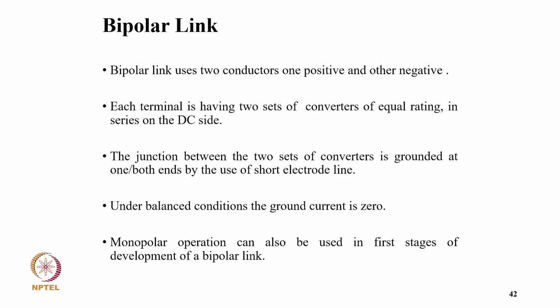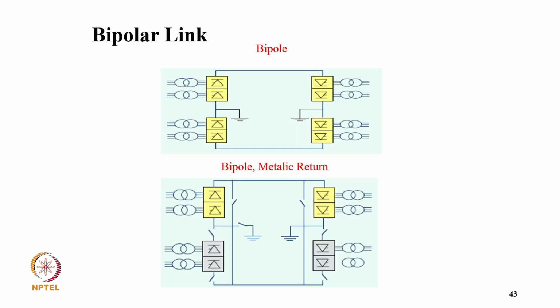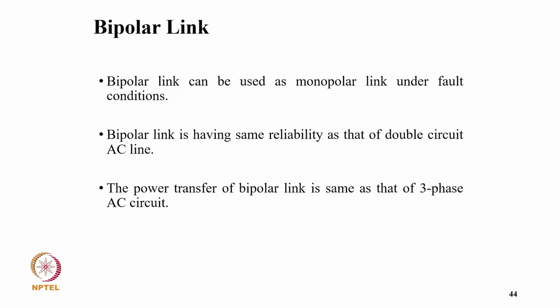So monopolar operation can also be used in the first stage of the development of a bipolar link. So you can see how the bipolar link looks like. I mean, you have two 12-pulse converters on the input and output side, and then how bipolar with the metallic return is shown. The difference between the two you can clearly look into.